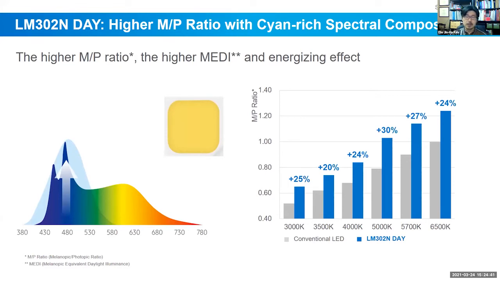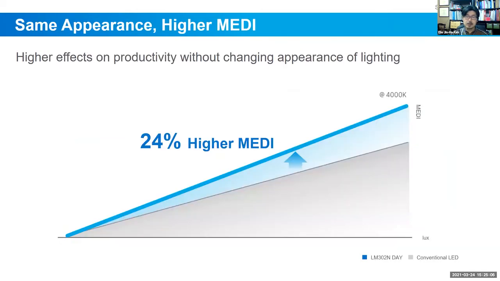As you see here, the MP ratio of LM302N-Day has about 20 to 30% higher MP ratio compared to conventional white LED. This means that even though you are using a same or similar brightness, luminance of the lighting, you can suppress your melatonin level by making use of this new spectrum during daytime or work hours, achieving much higher concentration and improves your cognitive capability. All right, next slide, please.